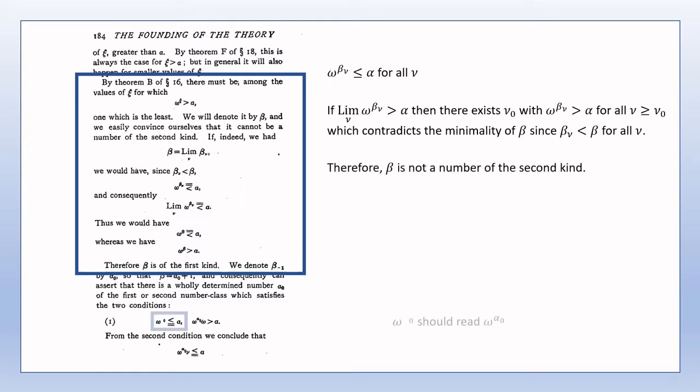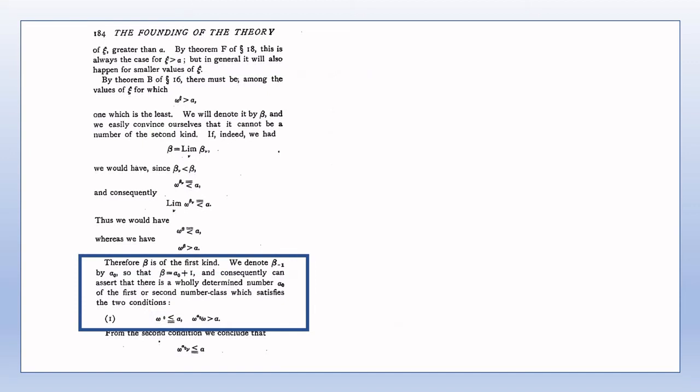There's a small typo coming up on this page as indicated on the screen now. So beta is a number of the first kind, but the number immediately preceding beta, denoted alpha naught, may be a number of either the first kind or the second kind.